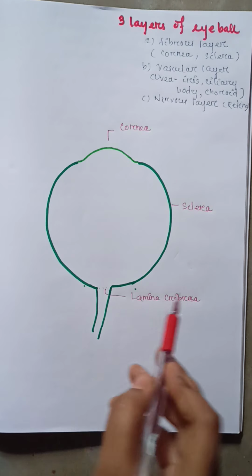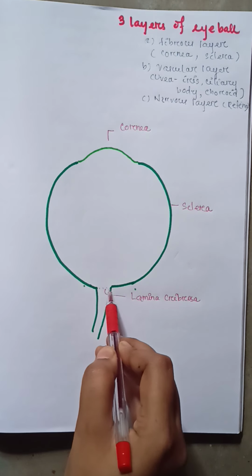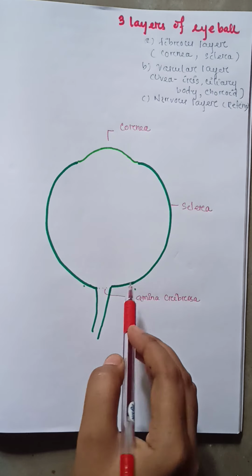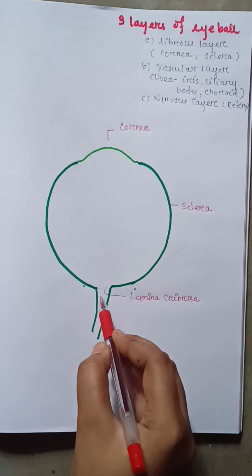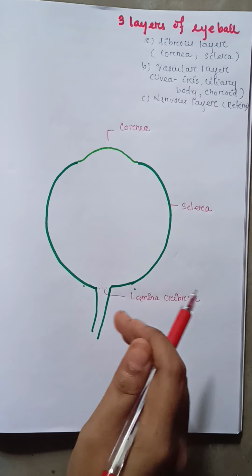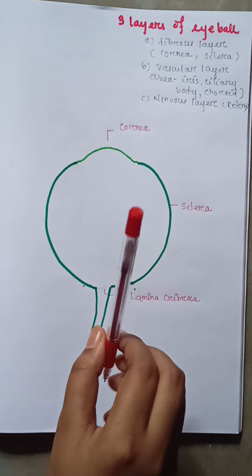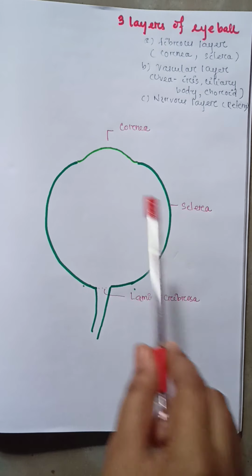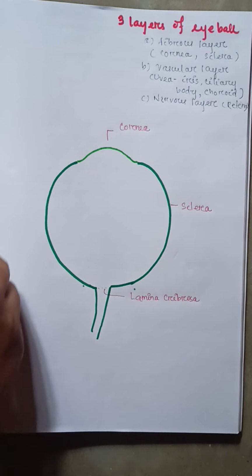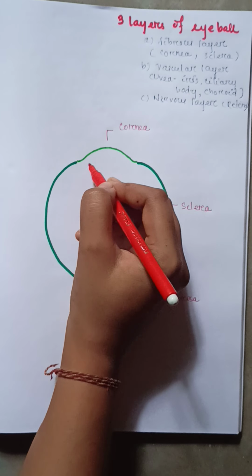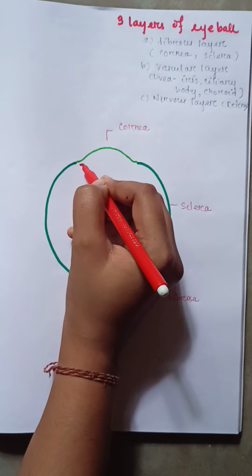And in the sclera there is a part where all the nerve fibers from the retinal layer come out, that is the lamina cribrosa, and all the nerve fibers together form the optic nerve. So here we have discussed the fibrous layer, then we will go to the vascular layer. As we know, the vascular layer is also the uveal layer.